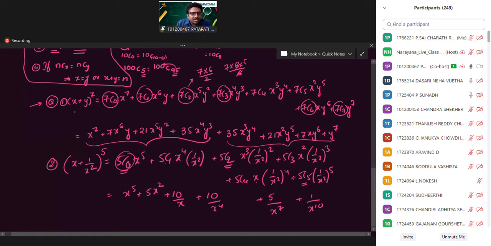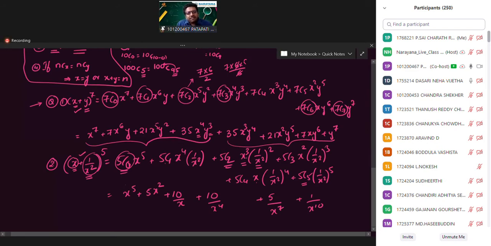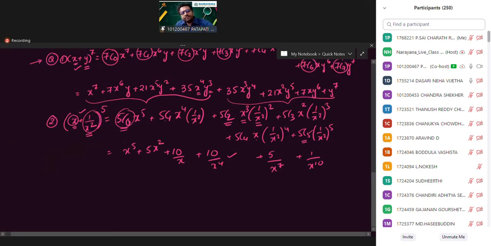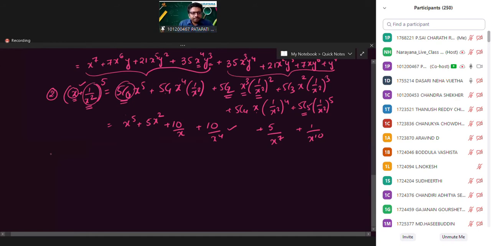See, in this, what is the difference between the first and second? In the first, x and y are independent variables. That's why we cannot combine x and y. x power 4 into y cube, you just have to leave it there. If the first and second terms have the same variable, then what happens? They can be simplified further, right? The variables will get cancelled and you get the effective power. You see?